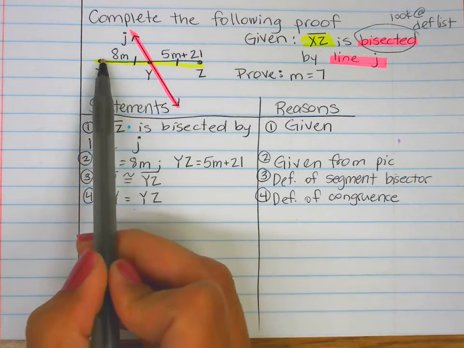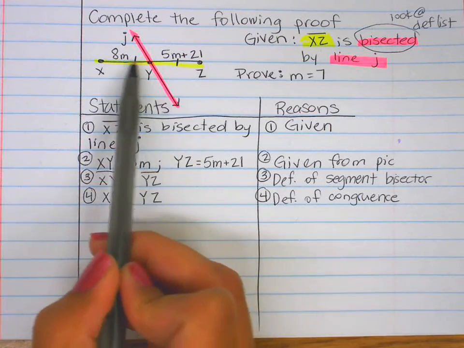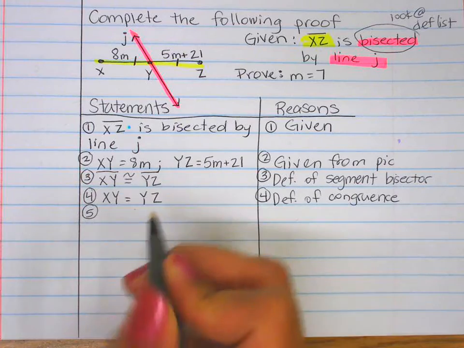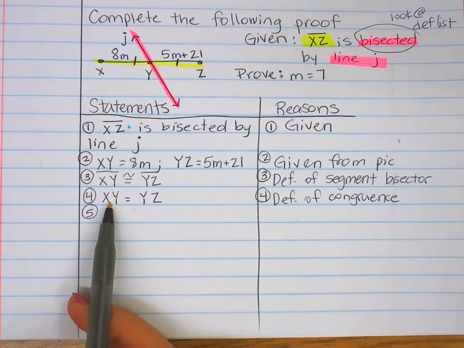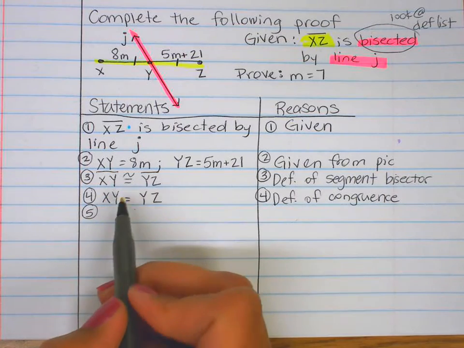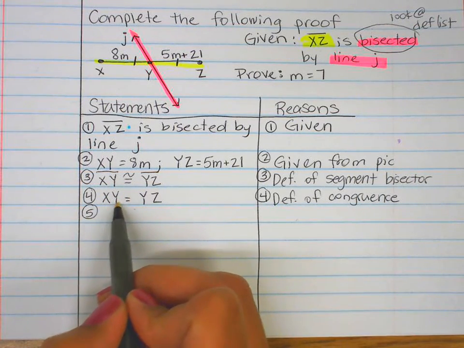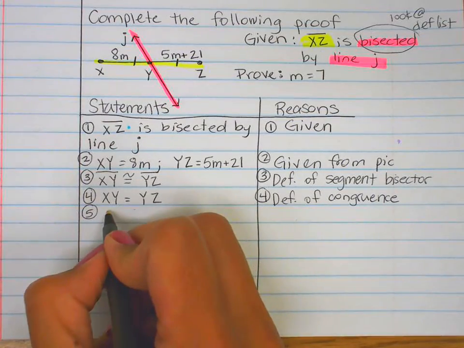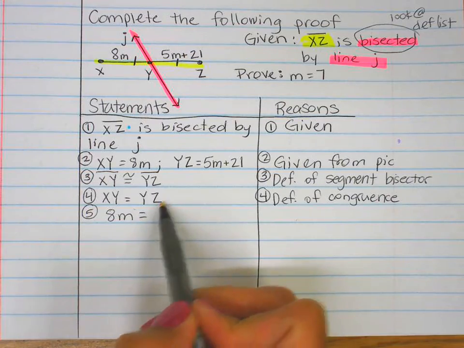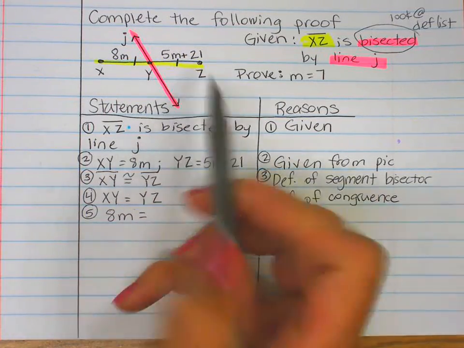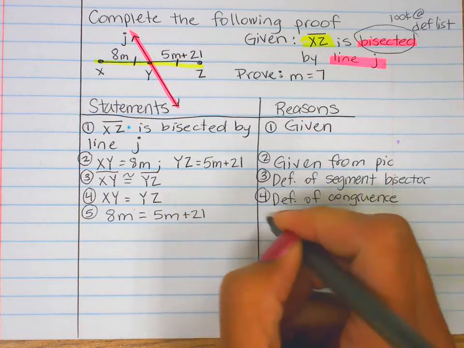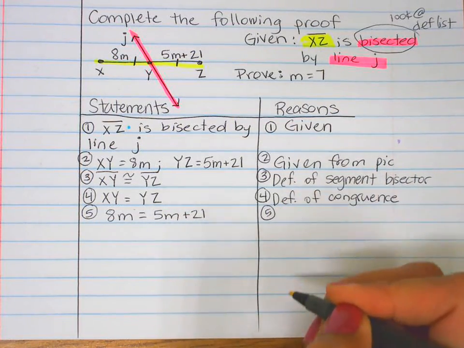So now I'm saying the measurements are equal since the two segments are congruent. Now I can do something really cool. Given what I had right up above, I can put numbers in. So I'm going to plug in what XY is actually equal to, which is 8m. 8m equals, and then I'm going to put what YZ is actually equal to, the actual numbers. It's 5m plus 21. I want you guys to think, why? Why can I do that?